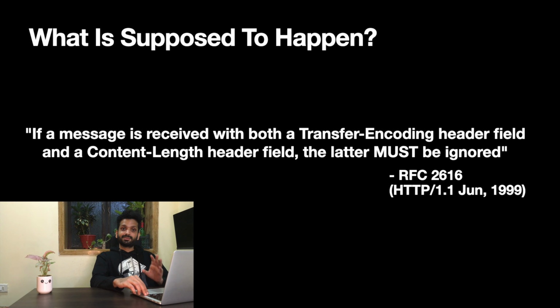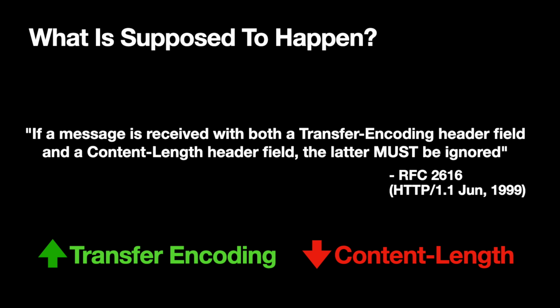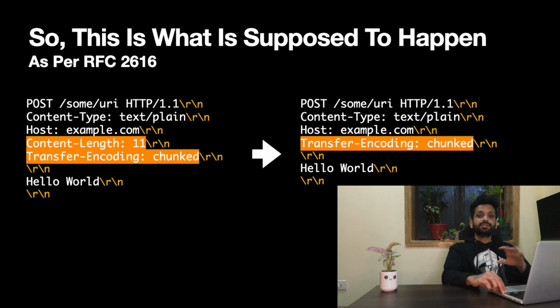RFC 2616 mentions that if the request contains both the transfer encoding header and the content length header, it should ignore the content length header and process the request as per the transfer encoding header. So the transfer encoding header takes precedence over the content length header. So this is what is supposed to happen. The receiving server should drop the content length header from a request that contains both content length and transfer encoding and process the request as per the transfer encoding header.